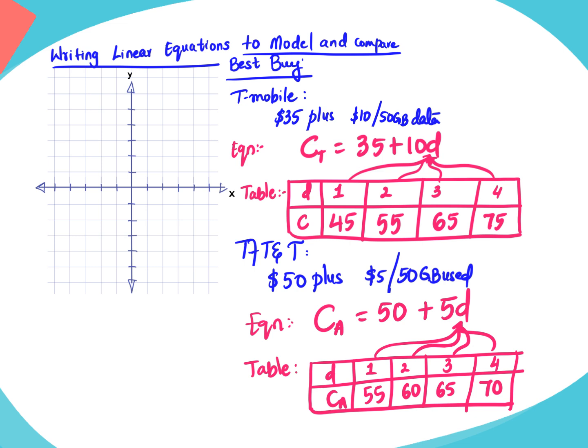And you can see that once it hits the break-even point, it has changed. What is the break-even point? Right here, 3 and 65, 3 and 65. So this is how you would make use of your models and compare the best buy analysis in any given situation.